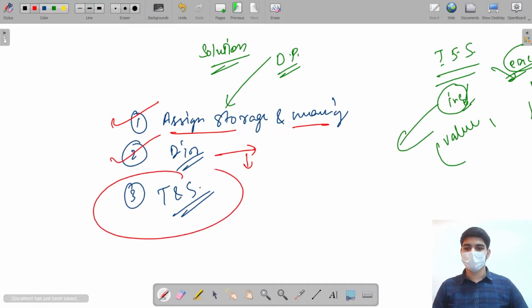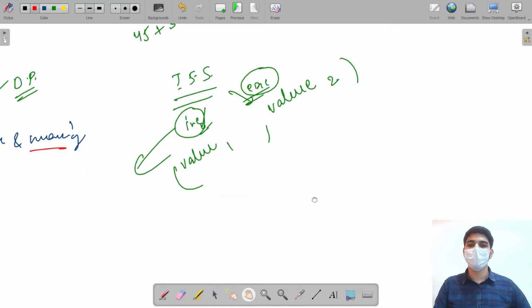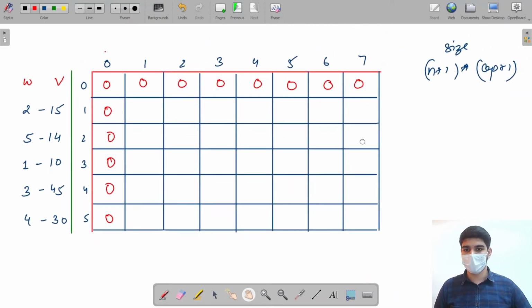right? Now the last step, which is traversing and solving. So let's see how we can do that. Again, keep in mind the inclusion and exclusion principle that we talked about, right? We would get 2 different values after including or excluding an element, and we would see which value is greater, and according to that we would place our element, right?